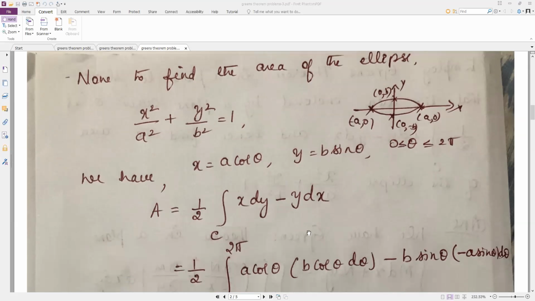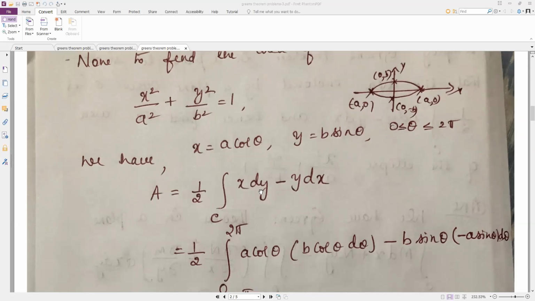Half into, I told you to remember, right? Using Green's theorem, we got this formula: area is given by half into integral C x dy minus y dx. X you substitute. What is dy? dy is nothing but b into cos theta d theta, right? Y you substitute. And what is dx? Differentiate this: a into minus sin theta d theta.